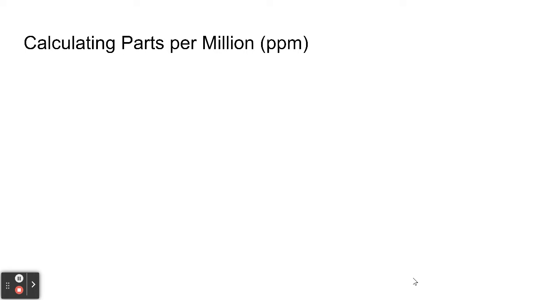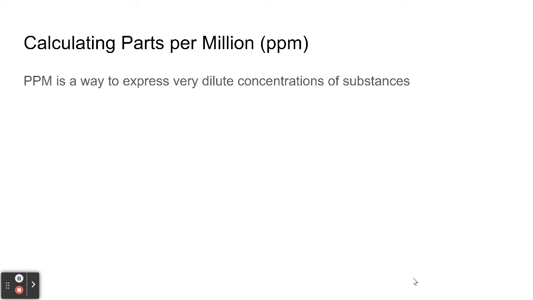All right, next we are going to do calculations for parts per million, or ppm. ppm, or parts per million, is a way to express very dilute concentrations of substances. So something is so dilute, and by dilute it's just watered down to an extent that we're using lots and lots of decimal points. Usually it's easier to express that by ppm, or parts per million.